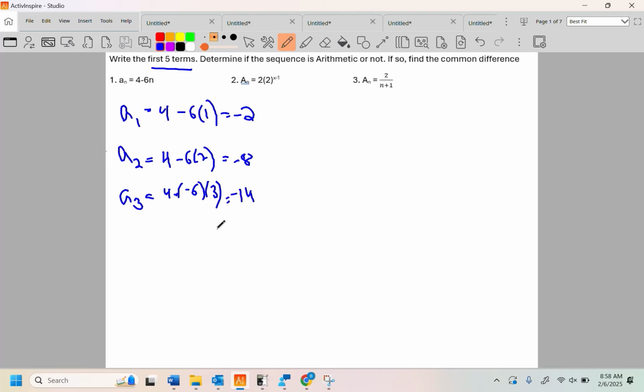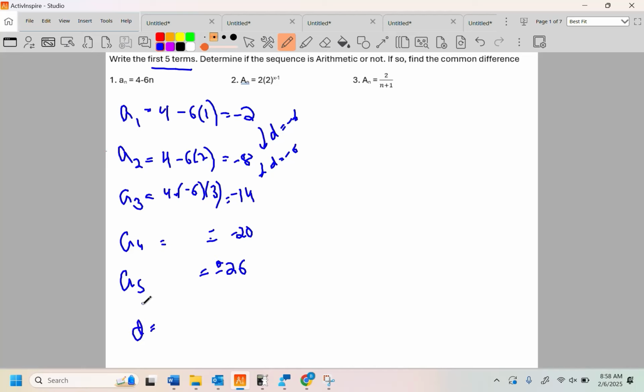And there's a pattern going on here. The difference so far has been negative 6, and it's been consistent. You are losing 6 things. So the next one is going to be negative 20, and the one after that is going to be negative 26. And again, I know some kids had issues with arithmetic here.